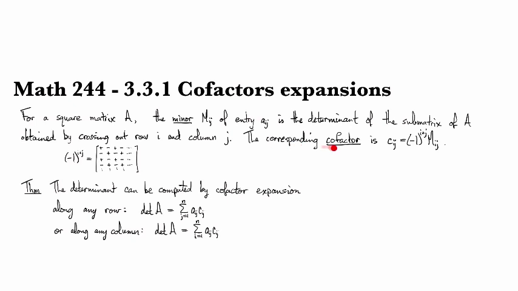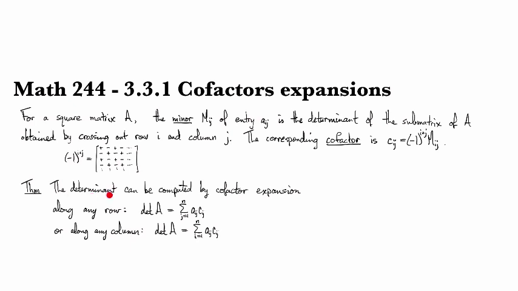And then the corresponding cofactor is when we take the minor and we stick in front of it a negative sign or a positive sign, depending on the parity of i plus j. So if we look at (-1)^(i+j), that's just this checkerboard pattern of signs, positive and negative. And so we give each minor a corresponding sign for its cofactor.